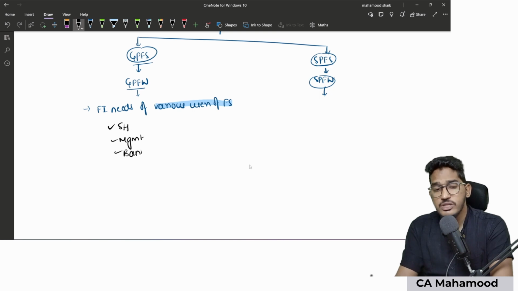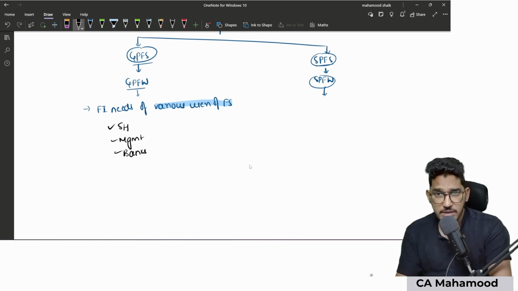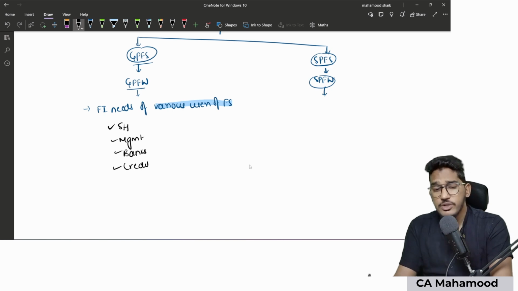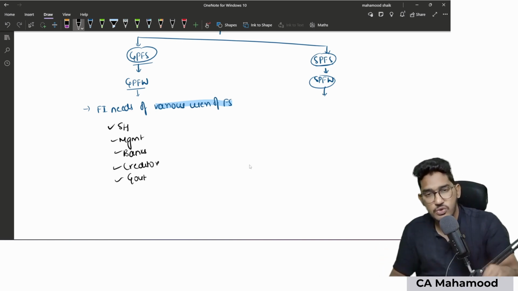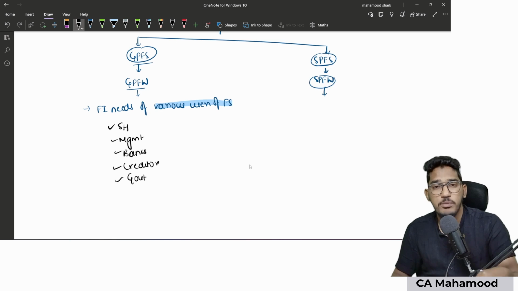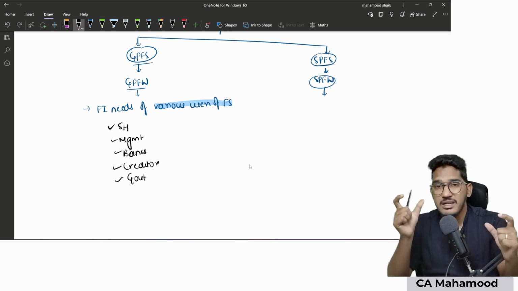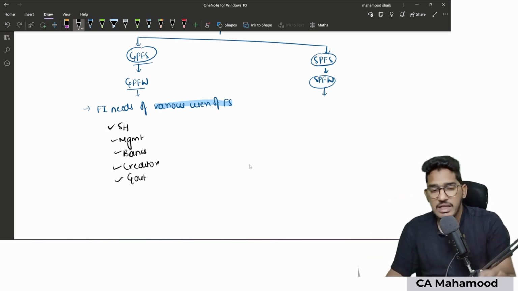Banks and financial institutions will use the financial statements to decide whether a loan can be given to an entity or not. Creditors will use it to decide whether to sell goods on credit or not, whether the company is credit worthy or not. How will the creditors come to know? By reading the financial statements. And even government will use financial statements. Why? To know whether the entity is properly depositing the taxes, whether they are depositing the correct amount of taxes or not. This even government wants to know.